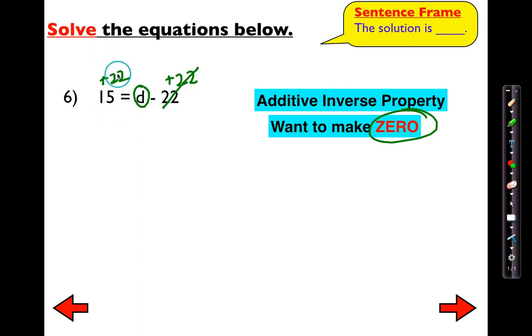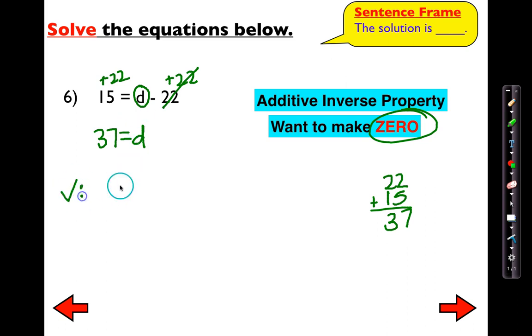Now that's going to leave me with, let's do some side work real quick. No point in getting it wrong because I'm trying to do too much in my head. So that's going to be 37 equals D. Now, once again, before you claim that this is your final answer, we want to check our work. So we're going to put 15 equals, instead of a D, a set of parentheses, minus 22. Now what goes inside the parentheses? My value of D, which is 37.